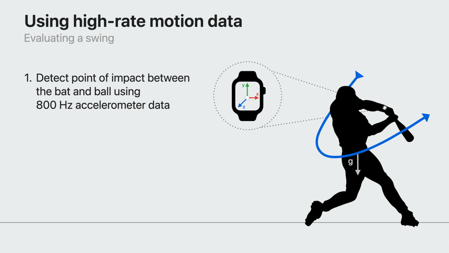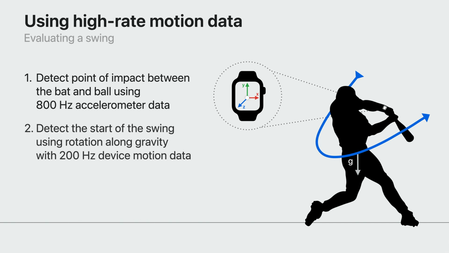To compute time to contact, I'll first detect the point of impact between the bat and the ball using 800 Hz accelerometer. Then, I'll identify the start of the swing using rotation along gravity with 200 Hz device motion. Finally, we can compute the difference between these timestamps from the start of the swing to impact, called time to contact.